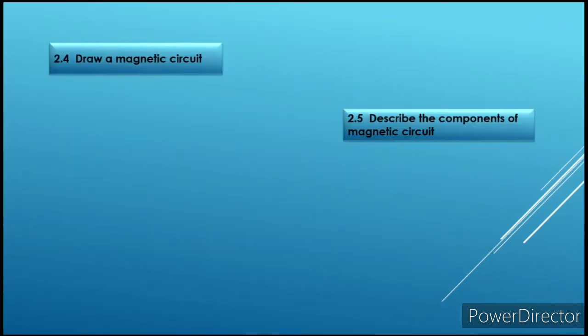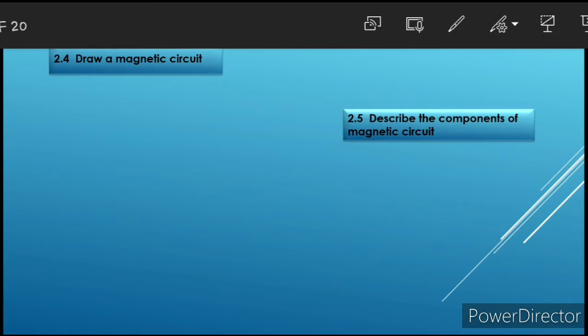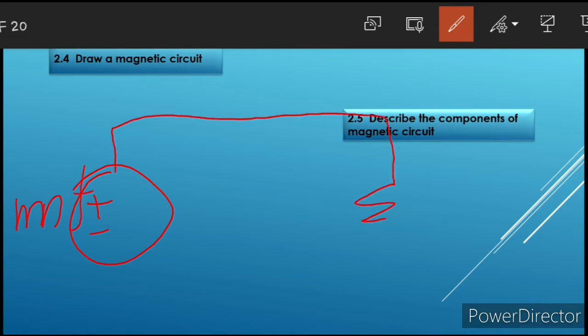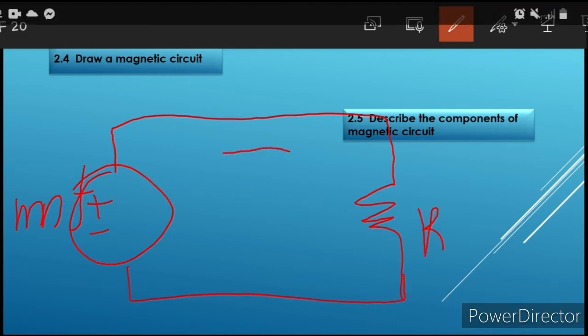Next is to draw a magnetic circuit. So this is our source, which we will call our MMF, or the magnetomotive force, and it is connected to our reluctance R that drives a magnetic flux through the circuit.